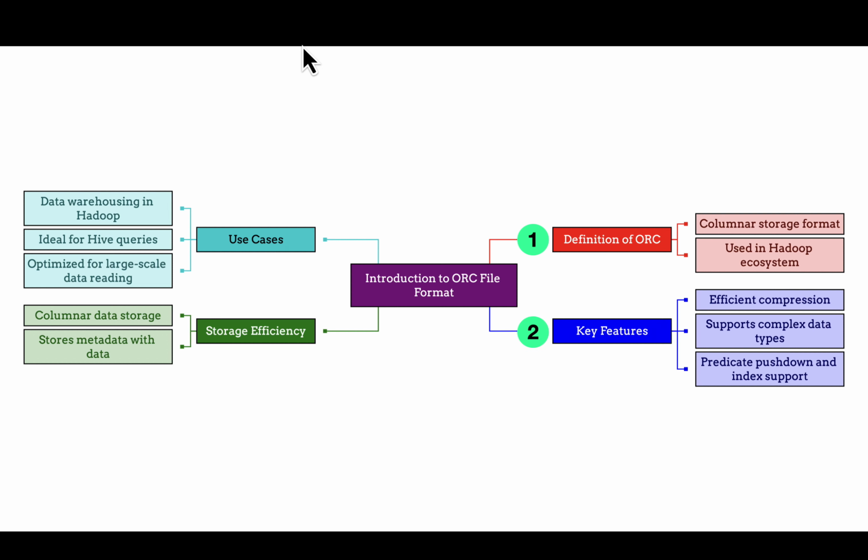2. Key features. ORC offers efficient compression and encoding schemes, which reduce the size of the data. It supports complex data types and provides efficient data access through predicate pushdown and index support. 3. Storage efficiency. ORC improves storage efficiency by storing columns of data together and applying type-specific compression and encoding. It also stores metadata with the data, which allows for faster reading of specific rows/columns.